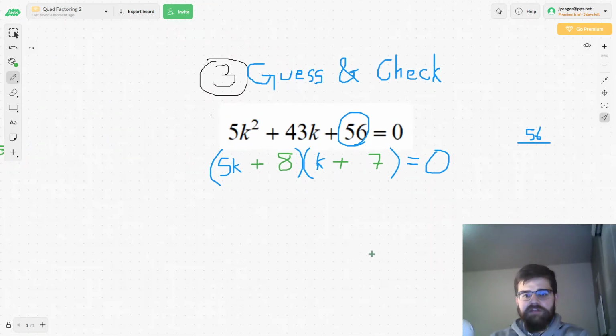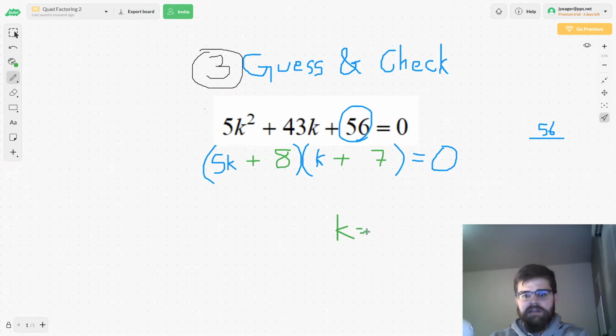Of course, we can solve this if we wanted to. K is going to be -7 on this side. And then over here, if 5k plus 8 equals 0, then 5k equals -8, which means k is -8/5.